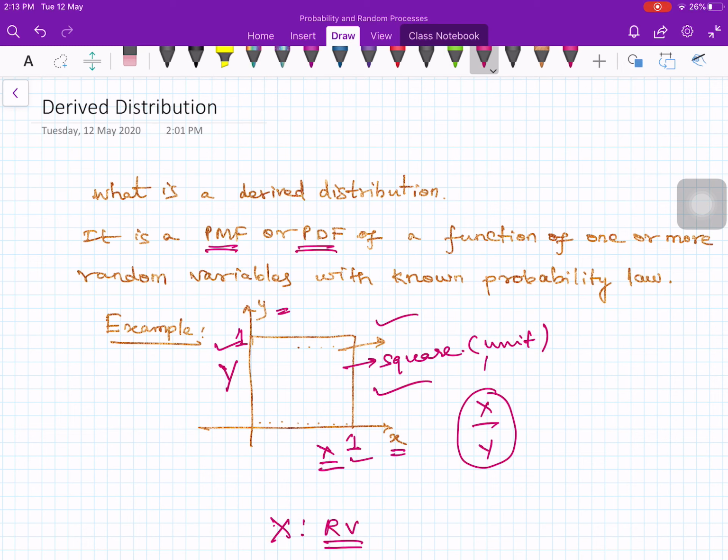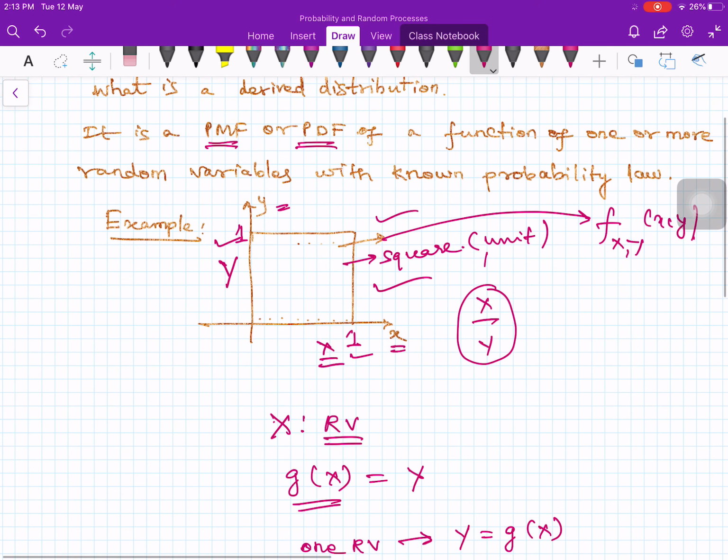So the density is written as f_XY of x comma y. Okay, so we need to obtain the PDF for g of X comma Y. Let's say I need to find g of Y given X. So it involves deriving a distribution. Now this g of X comma Y is a random variable, so please note this down. It's a random variable.